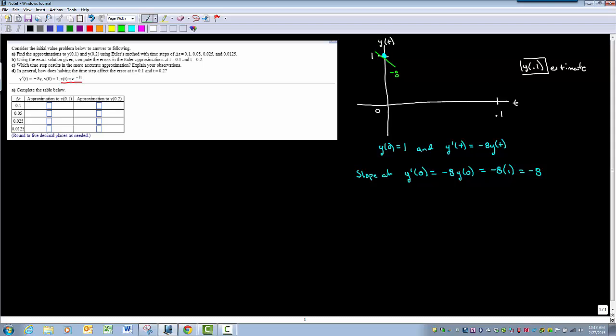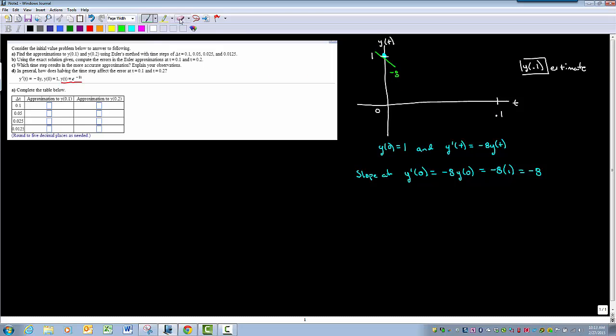Now I don't know what the actual function looks like. I just know what the slope is. Again, it's similar to if I had a curve that looked like this, and I grabbed this point right here. What I know is the slope. I don't know the actual function line, just the slope. So what I'm going to do now is extend this down and go over to 0.1. If the slope is negative 8, and I'm traveling 0.1 over, the next point for my estimate is going to be negative 8 times 0.1.